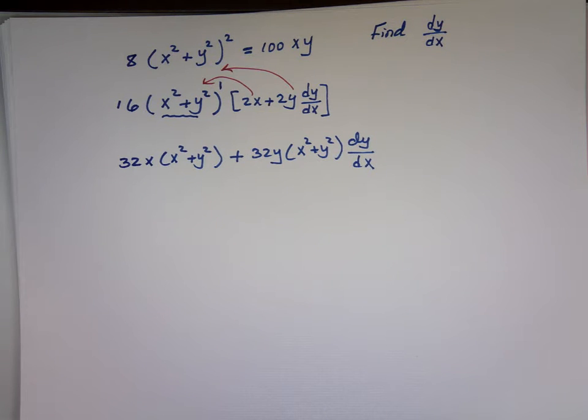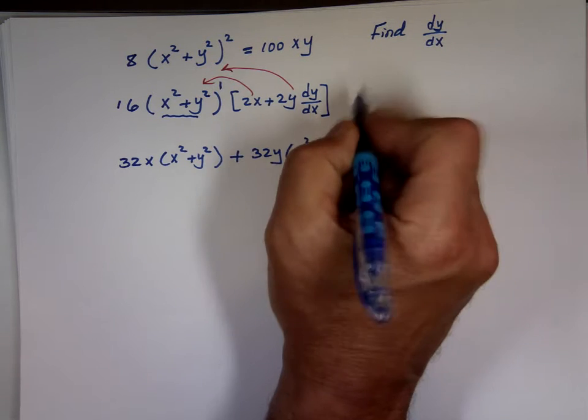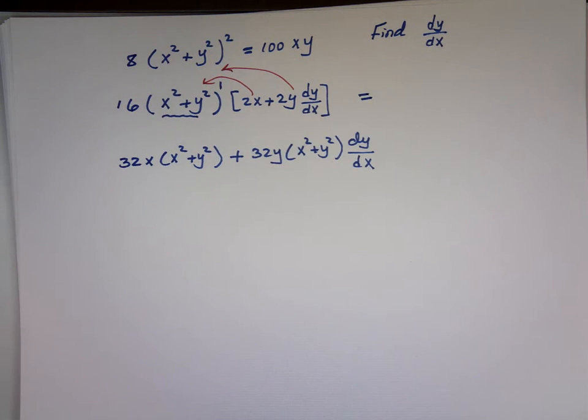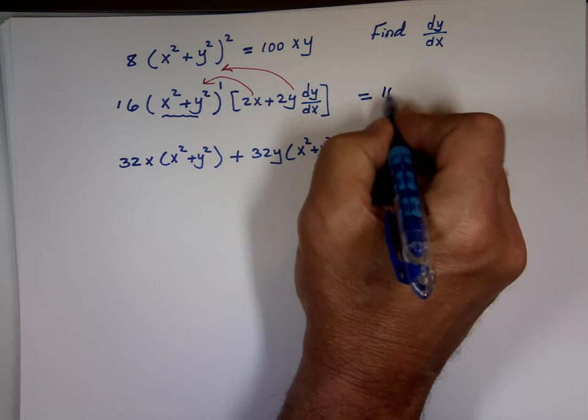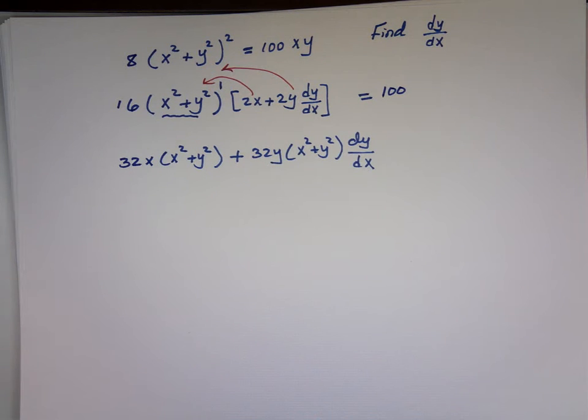Now the right side, how do we take the derivative there? There's the 100. What's the derivative of xy? We have xy, right? What does that mean, xy? x times y. You have to use the product rule.